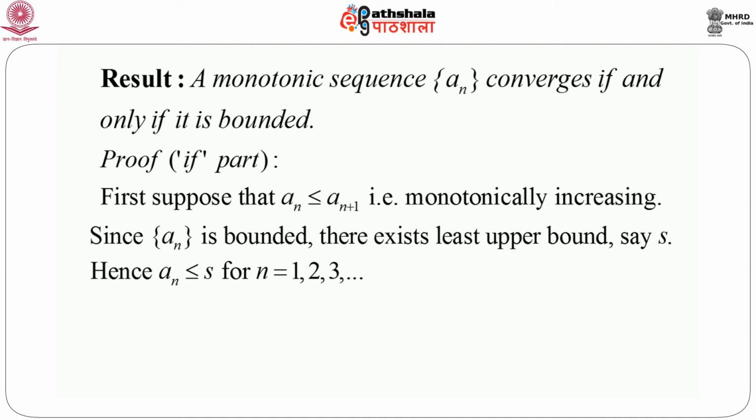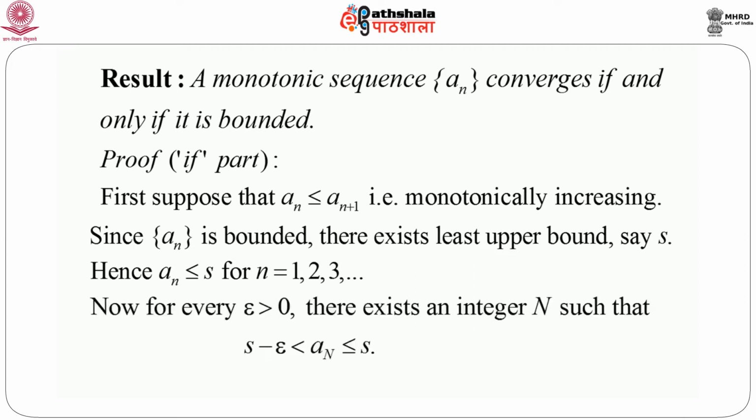Whatever be the value of n, an can never be greater than S. At most it is equal to S but not greater than S, because the least upper bound is S. That means the sequence is bounded. Now for every epsilon greater than 0, we can always find an integer capital N such that S minus epsilon is less than aN, which is less than or equal to S. That means capital N belongs to the interval S minus epsilon to S, because the sequence is increasing, so at some point it will exceed S minus epsilon for arbitrary epsilon. This aN must be less than or equal to S, otherwise S minus epsilon would be an upper bound of an.